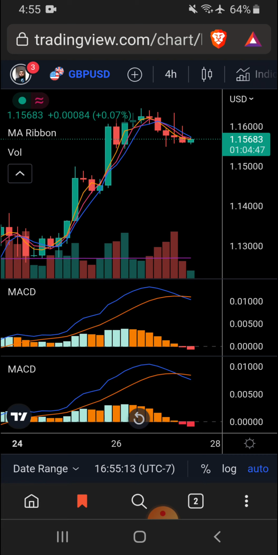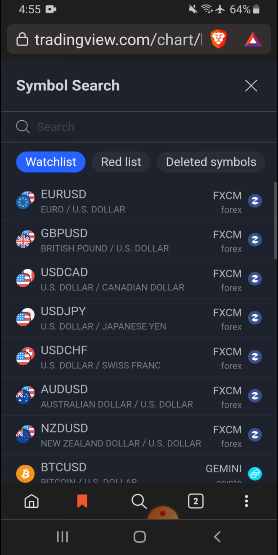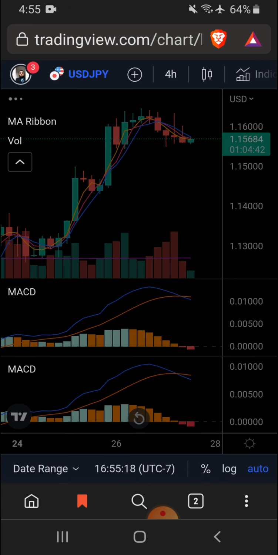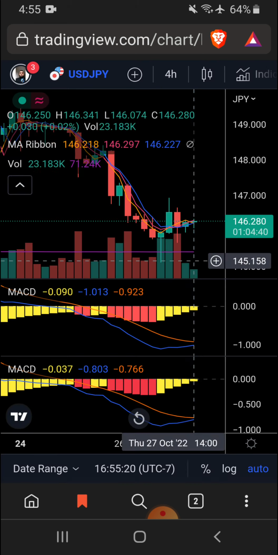So I didn't get any signals with this, only the New Zealand dollar. I think the USD JPY had a long signal.